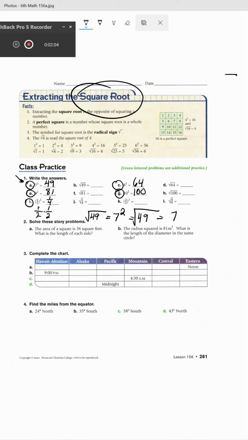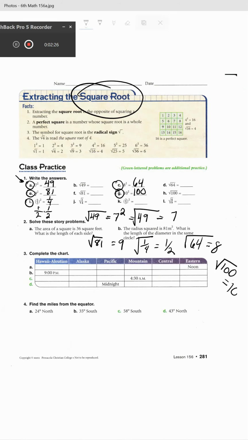So the square root of 81 would be 9. The square root of 1/4 would be 1/2. The square root of 64, these are all the ones we just did, would be 8. And the square root of 100 would be 10. Do you see how it's just opposite?